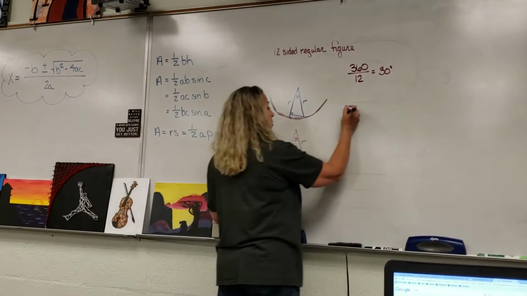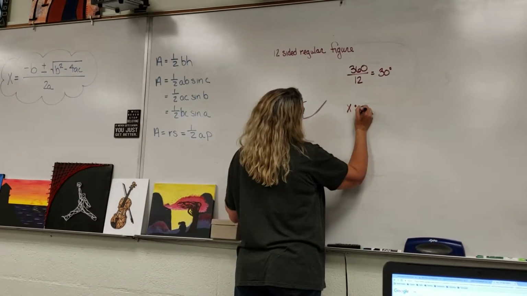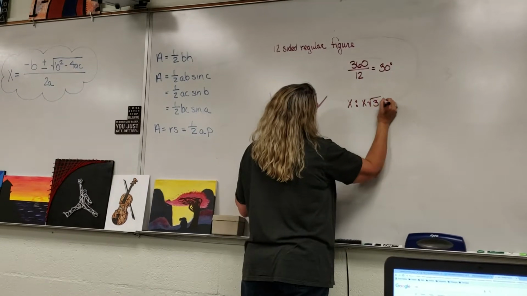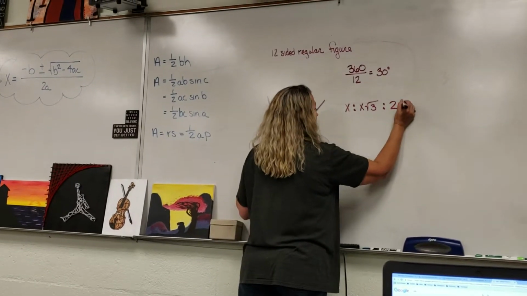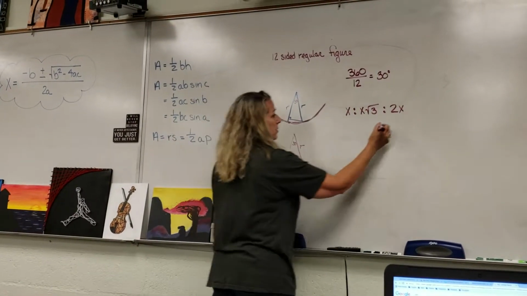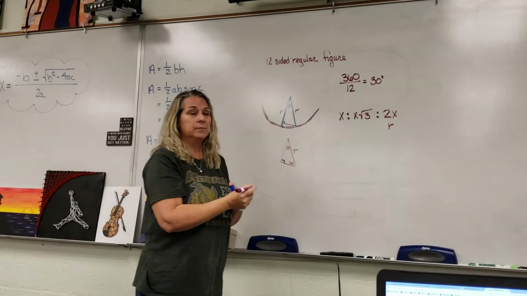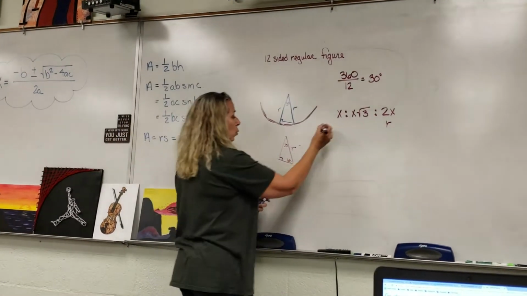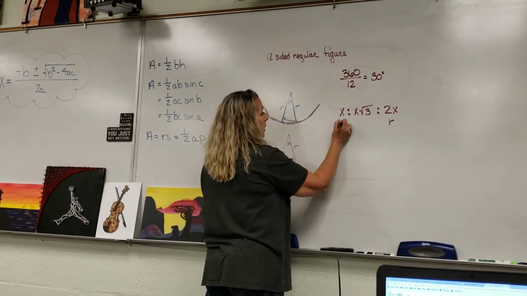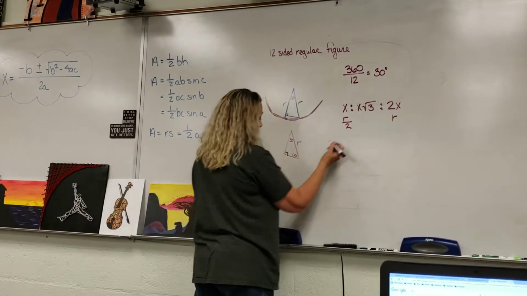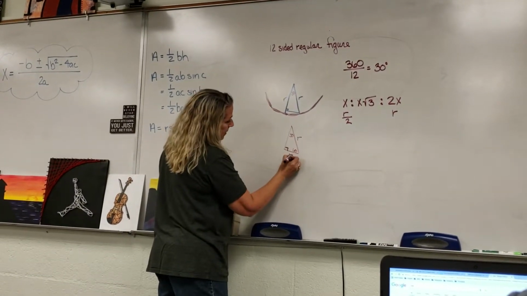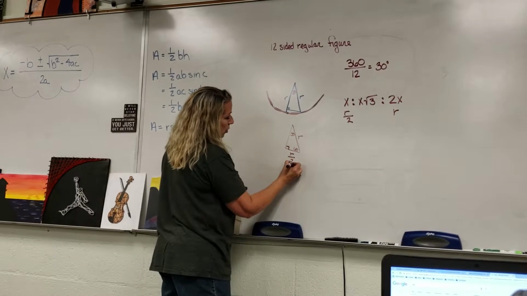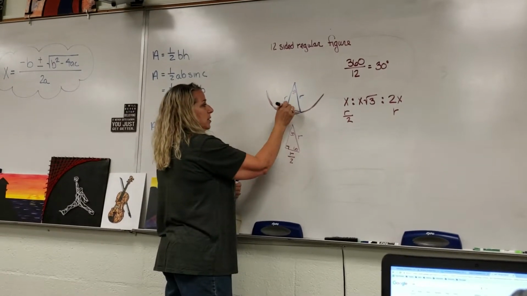So if we look at our ratio of x, x root 3, and 2x, R is the 2x, right? It's the hypotenuse. So what is x? 1/2 R. It's R over 2. So that means that this is R over 2. Well, R over 2 is the height of this triangle.